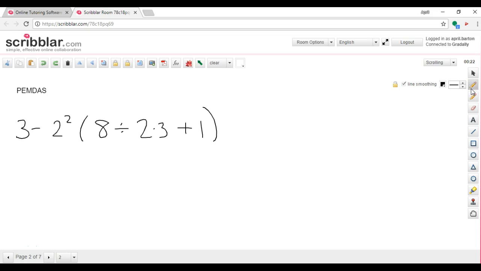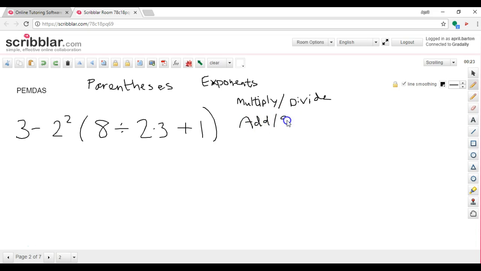Sometimes they say, please excuse my dear Aunt Sally, but ultimately what it stands for is parentheses, exponents, multiply and divide, and add and subtract. And this is the order you're supposed to do stuff in when you're simplifying.